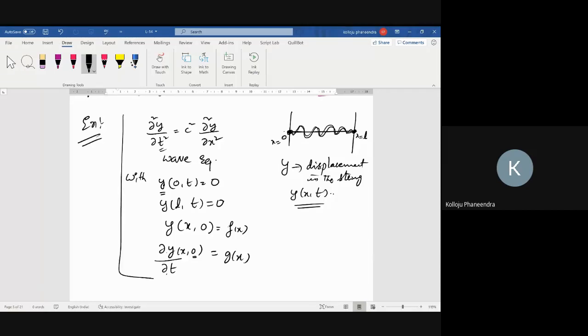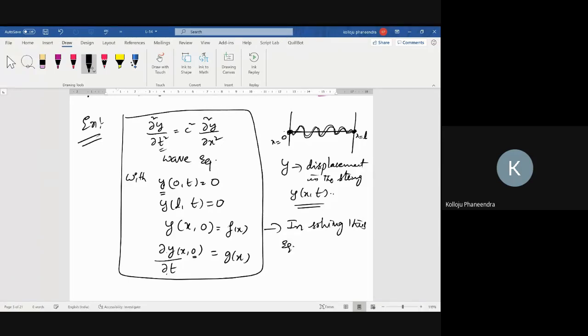This complete is called the one-dimensional wave equation. In solving such type of equation, we require half-range Fourier series. This is the practical situation.